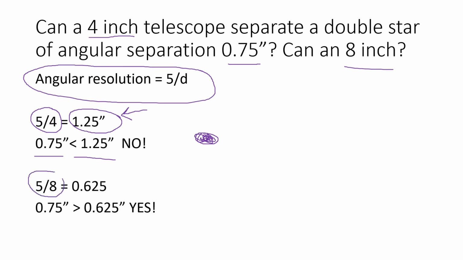Well, we divide the number 5 by 8. We end up with 0.625 seconds of arc. That is the smallest angular size that telescope can see. It can see that big and bigger. So you are again given a double star where the apparent angular separation of the two stars is 0.75 seconds of arc. 0.75 seconds of arc is bigger than the smallest angle the telescope can see. It can see things 0.625 and bigger. So yes, you will actually, at least hypothetically, see two separate stars.